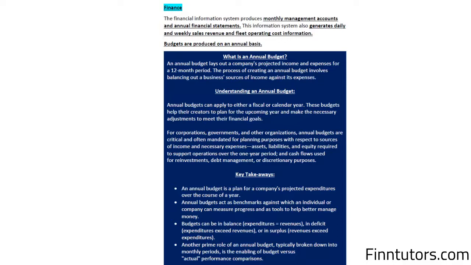Another prime role of an annual budget, typically broken down into monthly periods, is enabling the budget versus actual performance comparison. So your variance analysis comes into the picture here. Annual budgets help with variance analysis as well, and variance analysis is a clear indication that a standard costing system is being used, which is not very reliable in today's modern world. And we are going to speak about costing once we reach our financial analysis part. But remember, the annual budgeting system is what is being followed by our company.